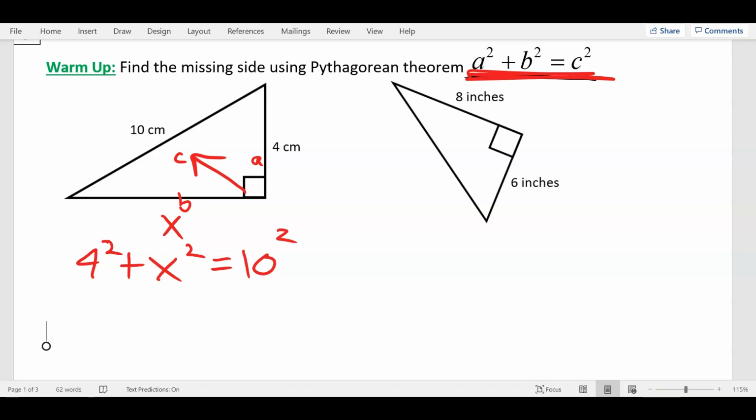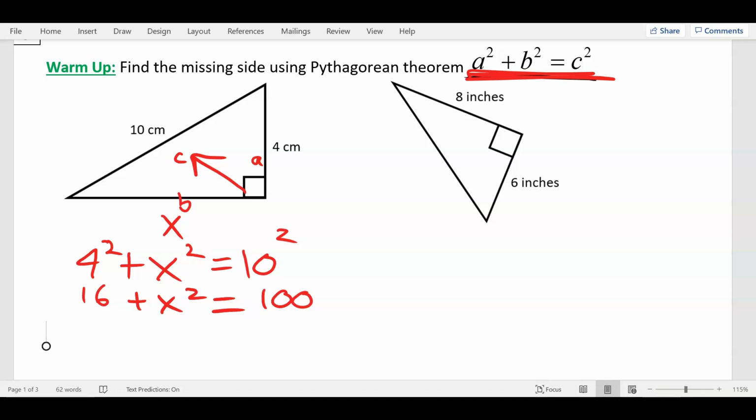4 squared. It's not 8. What's 4 squared? 16. Right? You sure? 16 plus X squared equals, what's 10 squared? 10 times 10. 20? Oh, what is it? I can barely hear you. Oh, okay. You're talking really low, and then it's calling wrong, so it's not 100%.